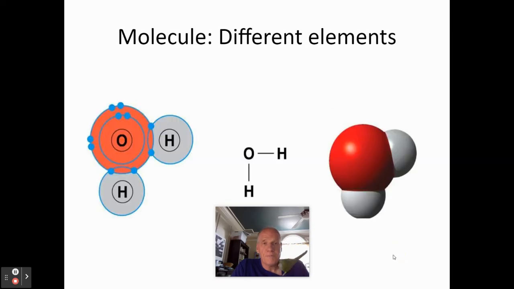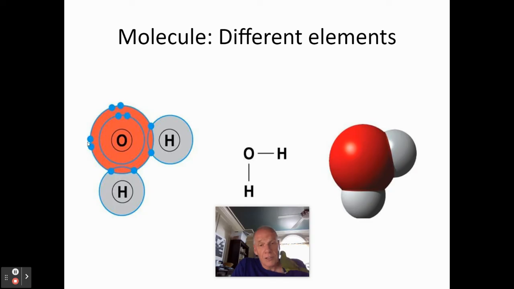A molecule, however, can also be made up of different elements. This is the molecule of water, of course. Water consists of two hydrogens and an oxygen. What we have here, remember, hydrogen has one electron. Oxygen has 6 valence electrons, because oxygen's atomic number is 8, so it has 2 inner electrons and leaves 6 in its outer shell.